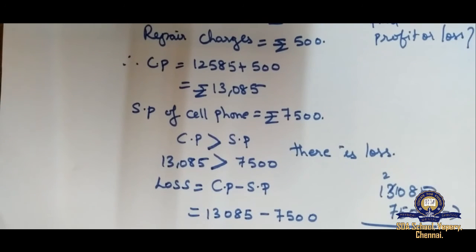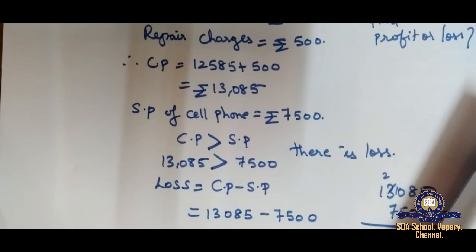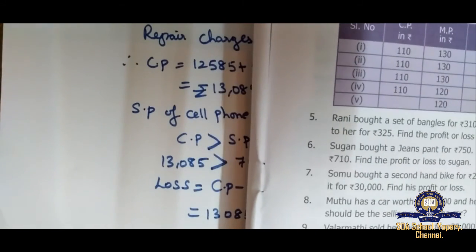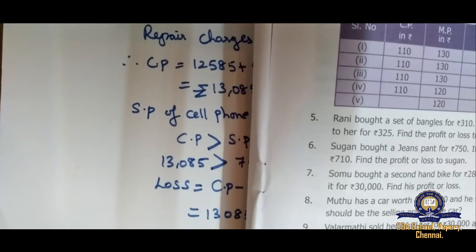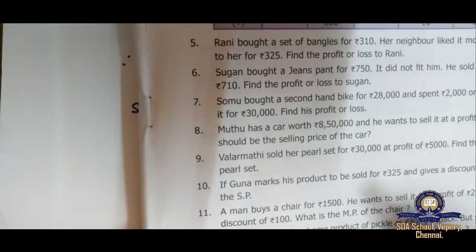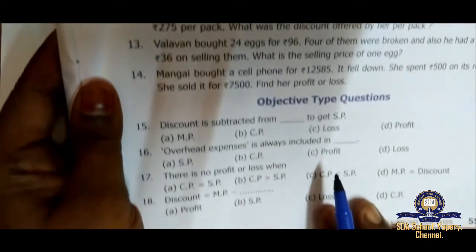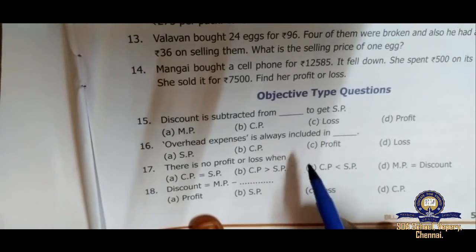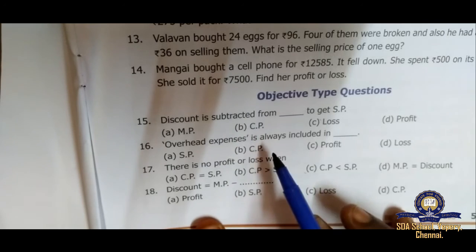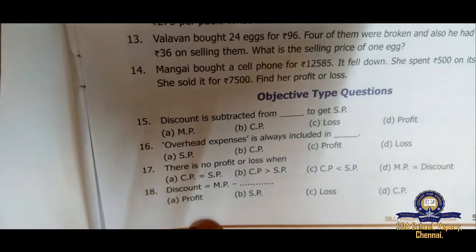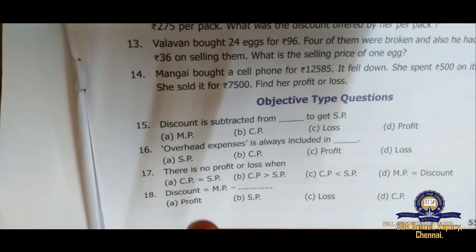Clear? So exercise 3.1 is over. Next session we will see the next chapter, the 4th chapter. Today's homework is you have to do the 9th question on page number 55. Then your objective type questions, 15, 16, 17, 18. Mark the answers in the textbook itself and do the 9th sum as homework.